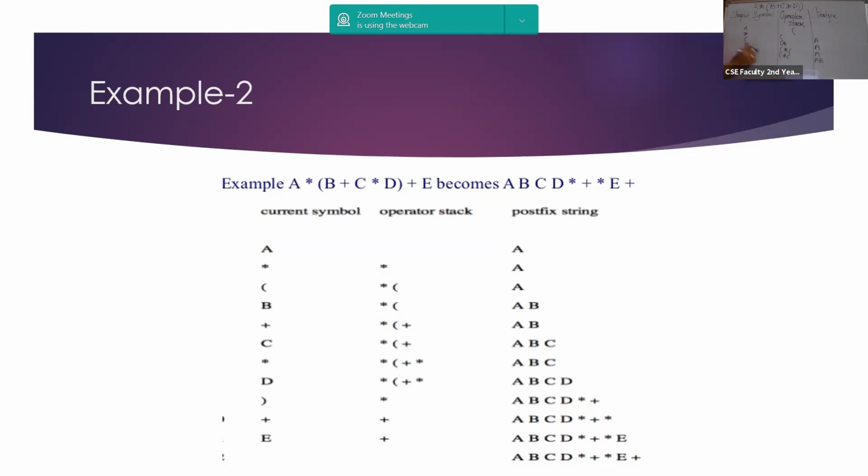Then plus. But you see here, the star and plus are separated by an opening bracket. So nothing will be popped. They are not side by side. There is separation. So it will be like this, and AB, C.